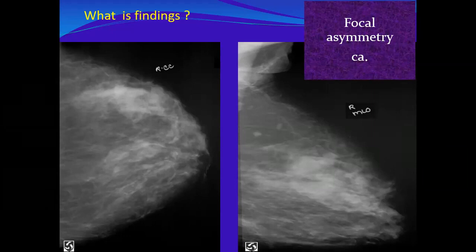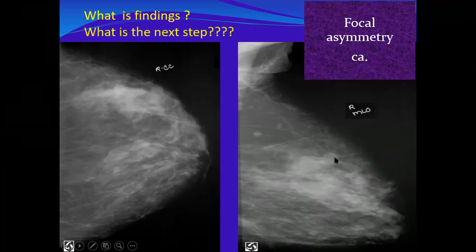What is the findings? Upper lateral. Seen as? Yes, that is the lesion. See? This is the lesion here. What is the next step?